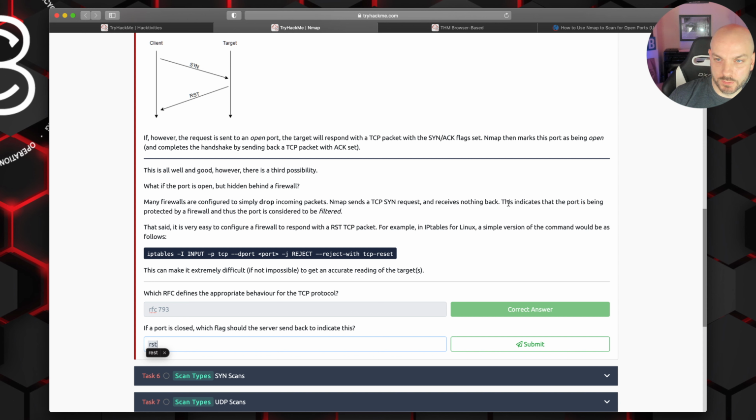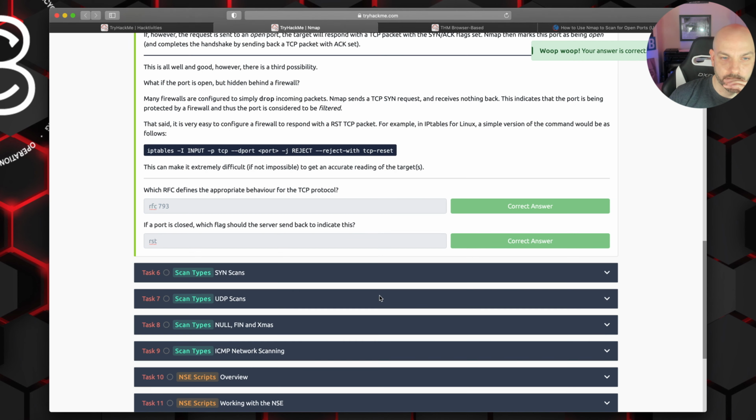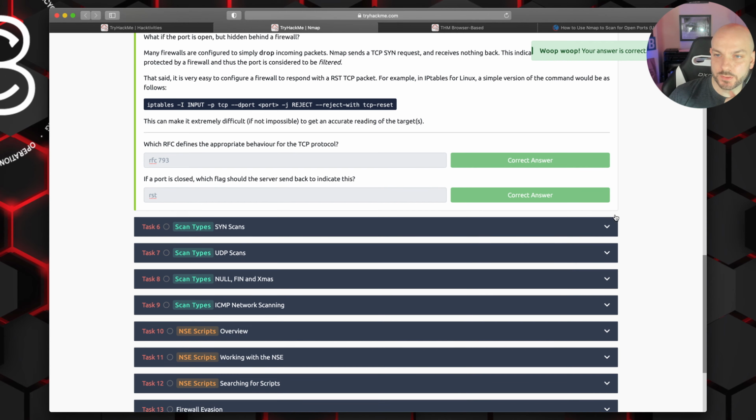So that's saying this indicates that a port is being protected by a firewall and thus it's filtered. Easy. Let's see if that's right. Nope. Oh well, let's try that. And don't auto-correct it. There we go. Here we go. On to the next.